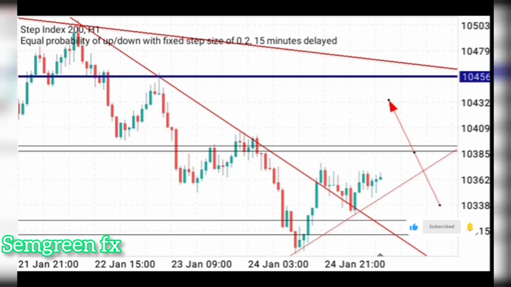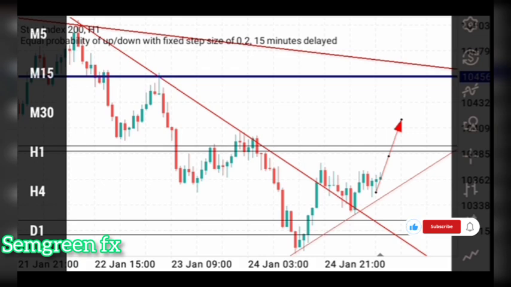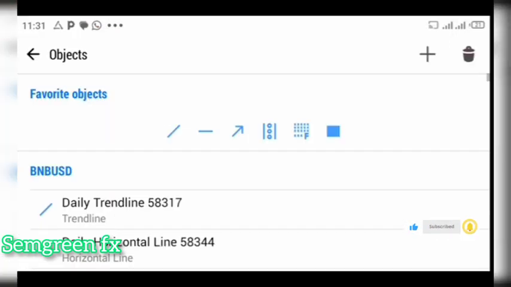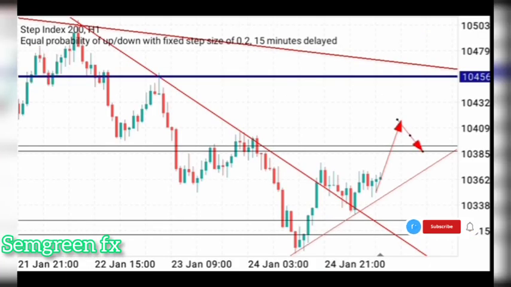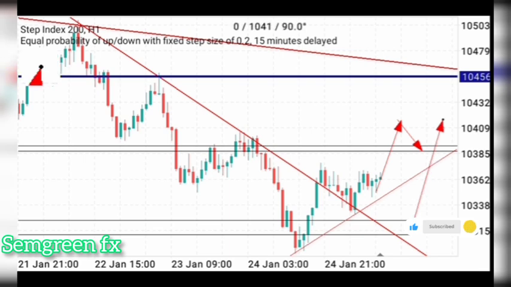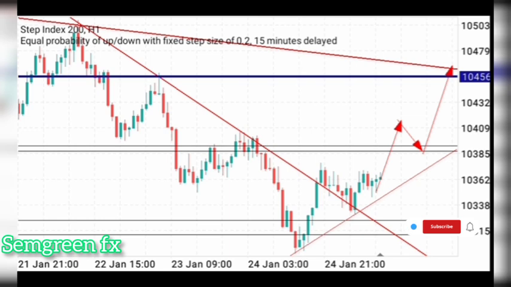So guys, this is just a simple way to analyze the market. A very simple way to analyze the market. So I'm believing price should do something like this. Retest here, and we are looking out for a nice buy here. We are looking out for a nice buy to this level. Very simple, guys. So this is what you should be looking out for on Step Index 200.